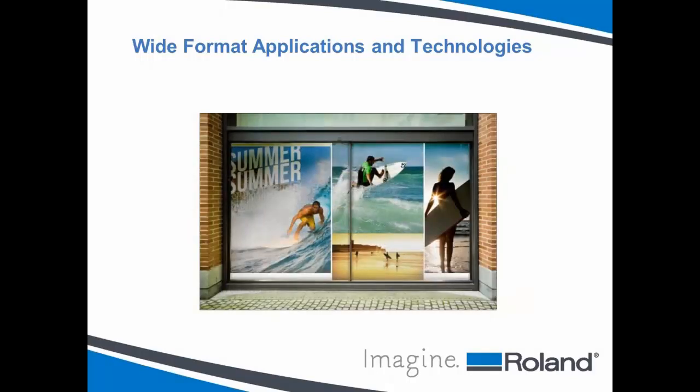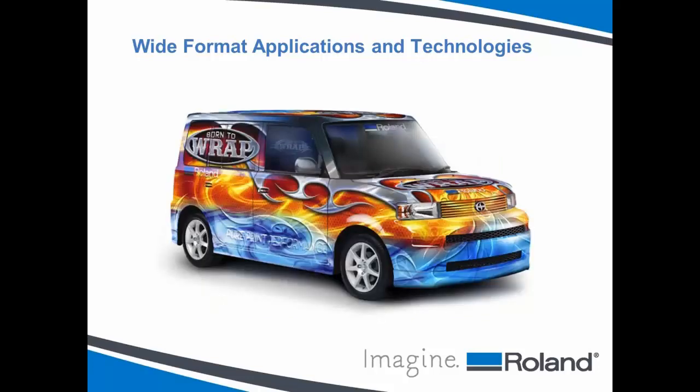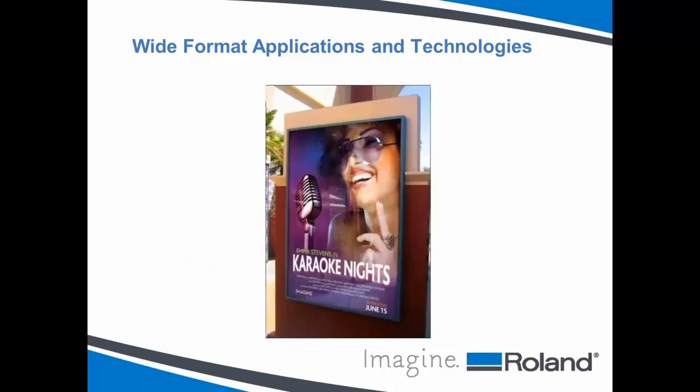And application-wise, again, more things that you can visualize doing. Window graphics, vehicle wraps, and this machine is also available with metallic options, white options as well. So you can see there's some metallic effects on this vehicle wrap here. Backlit displays, amongst many, many more.